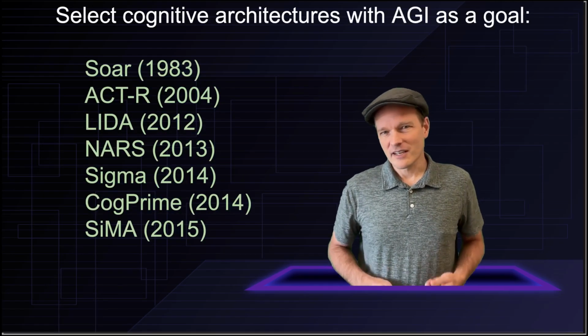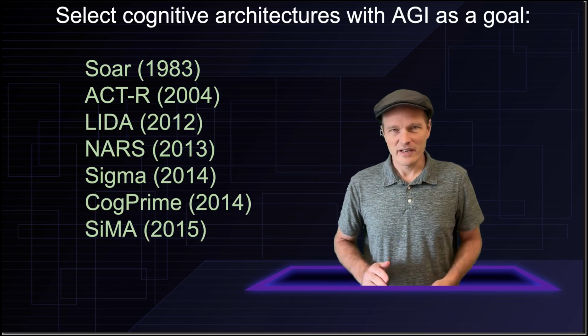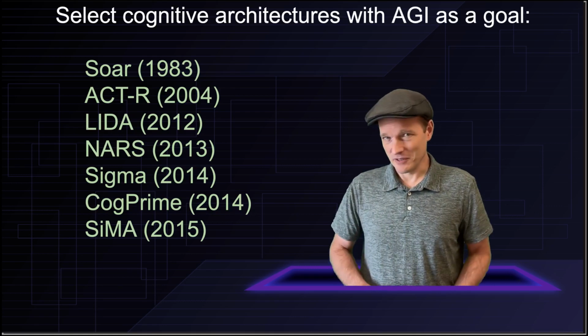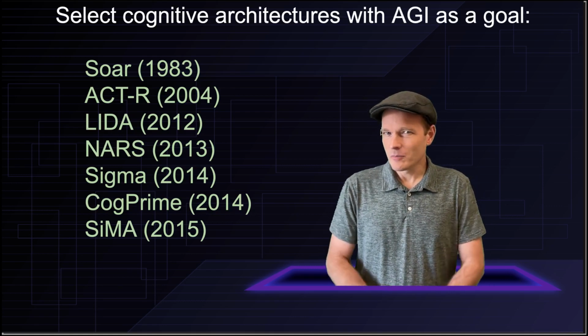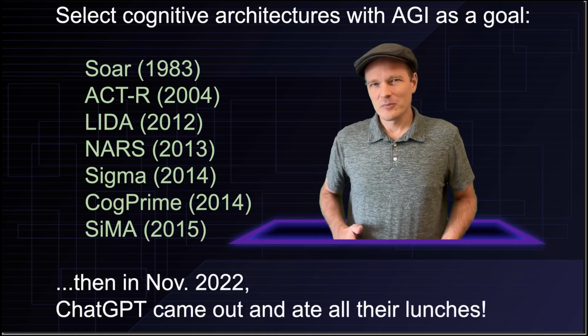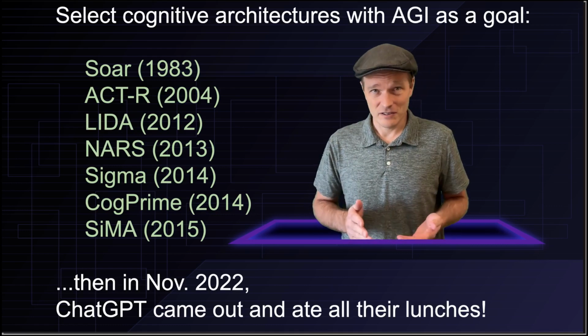Here I have a list of select cognitive architectures that are trying to pursue AGI. There are, of course, many others, but these are just a few. Each of them have demonstrated components of cognition. But in November 2022, ChatGPT-3 came out. It was able to demonstrate far superior cognitive abilities than any of these cognitive architectures.